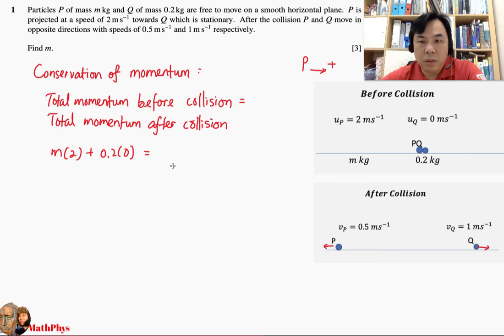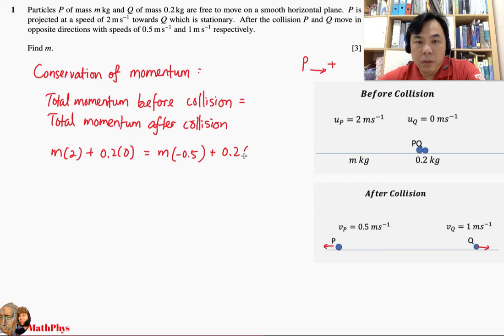Using that, it will be m, because P is moving in the opposite direction to the direction we assumed, so it will be negative 0.5 meters per second instead. And then we add up the momentum produced by Q. Q is 0.2 kg, multiplied by its velocity in the same direction as the assumed direction.